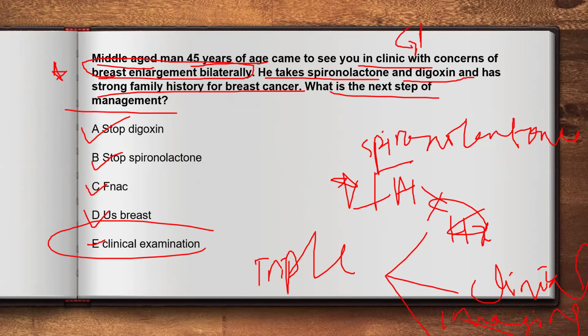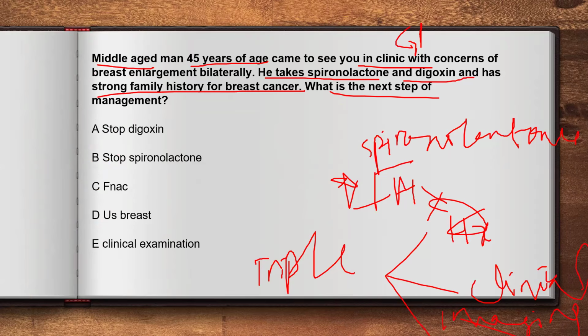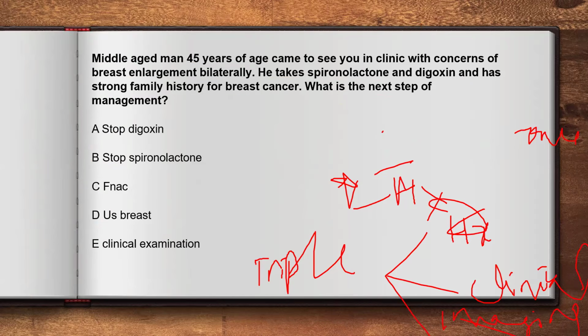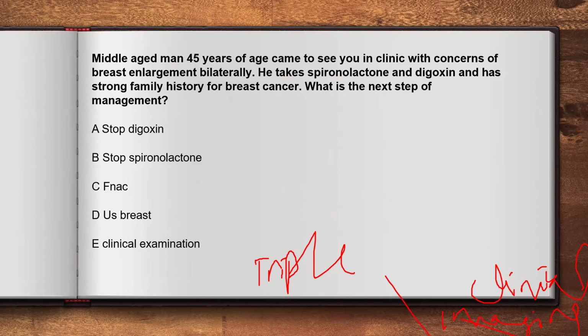So your correct answer is we will do a clinical examination on the patient after taking a history. The history has been taken. Your next step in triple assessment of a breast-related problem is to do clinical examination, and then you can organize imaging based on your findings. Is it clear, guys? Everyone agrees with this?